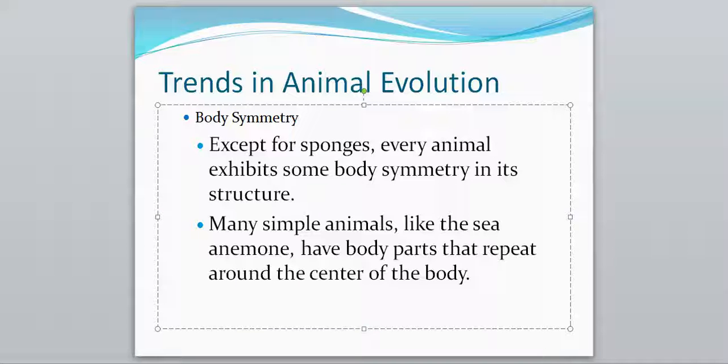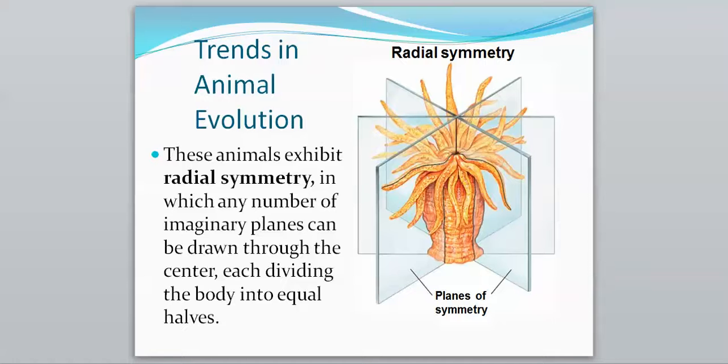Many sea animals, like the sea anemone, have body parts that repeat around the center of the body, and that's our first type of symmetry. These animals exhibit what is known as radial symmetry, in which any number of imaginary planes can be drawn through the center, each dividing the body into equal halves. We can draw a straight line at any point, and if it goes through the center, it will divide evenly on both sides. No matter where we draw a line through that sea anemone, it is going to be equal on both sides as long as we go through the middle. That's our first type, radial symmetry, and this is more often found in less complex animals.